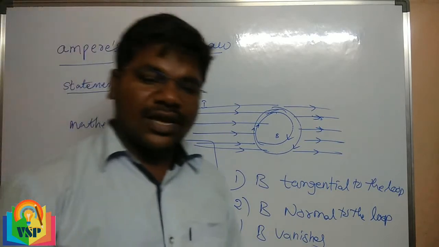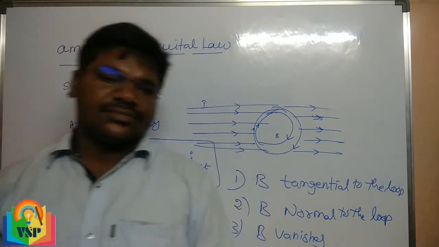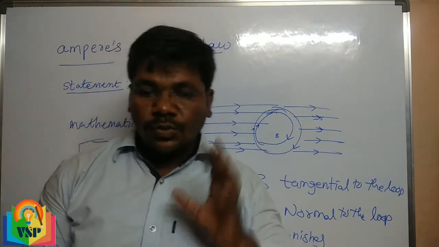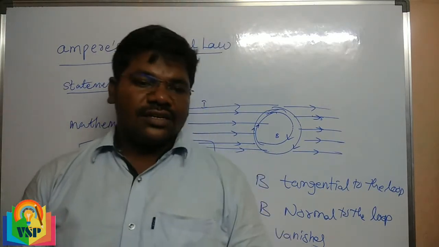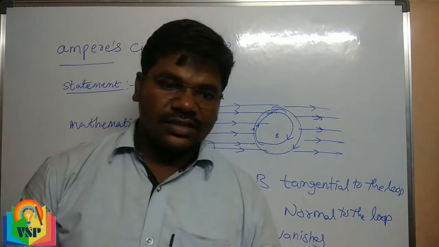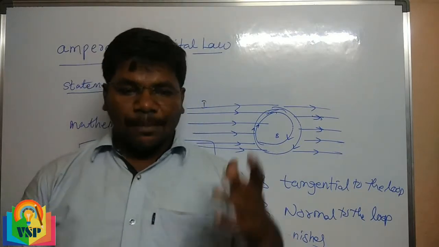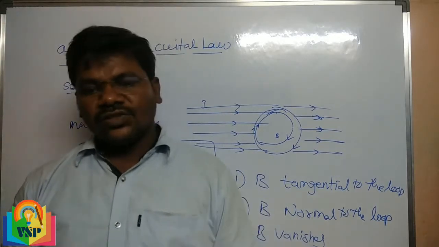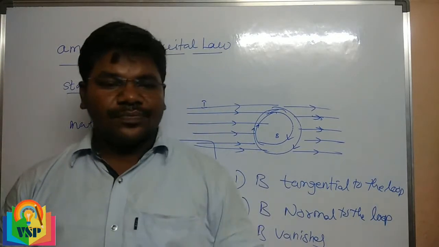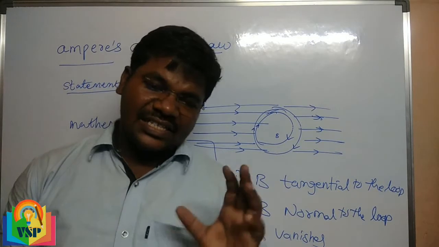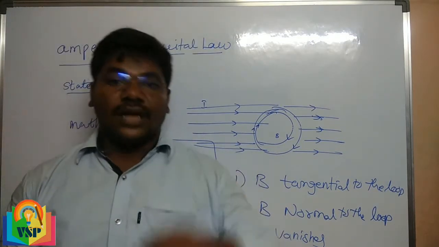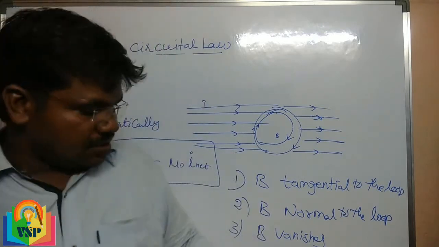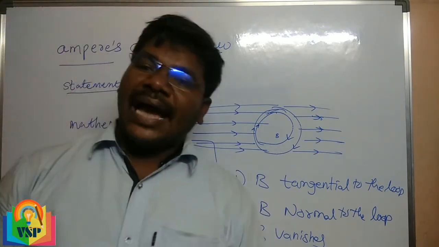So what are the conditions? The choice of an Amperian loop has to be such that at each point of the loop, either the magnetic field B is tangential to the loop and non-zero constant. Second, B is normal to the loop. And the third one, B vanishes.